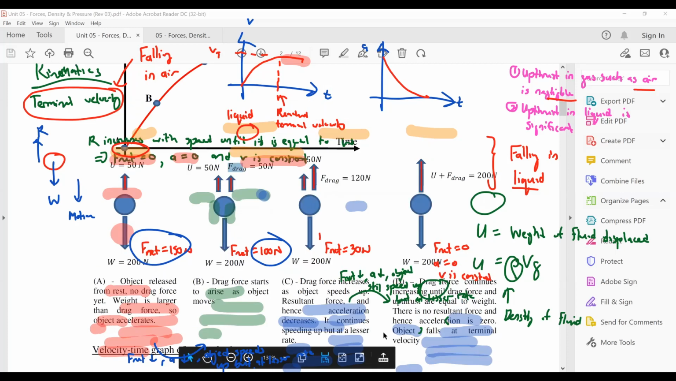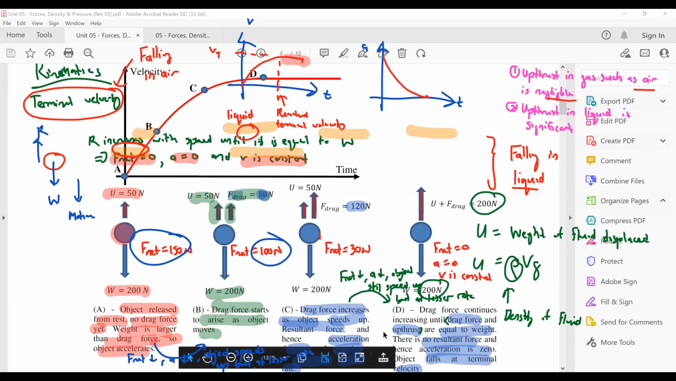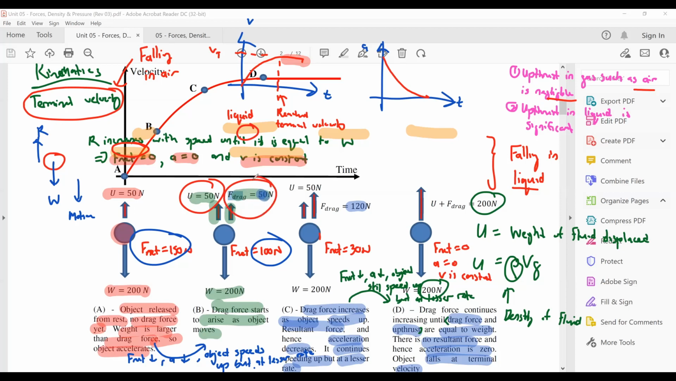But for the case of an object that is falling through liquid, the only thing different now is that you have upthrust to consider, and the force that opposes your motion is not air resistance, but rather drag force. Okay? It's only when you're talking about moving in air that you have air resistance. But if you're moving in something else like a liquid, it's called drag force. Okay, so this is terminal velocity again.